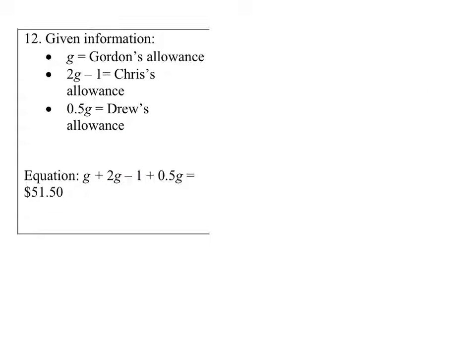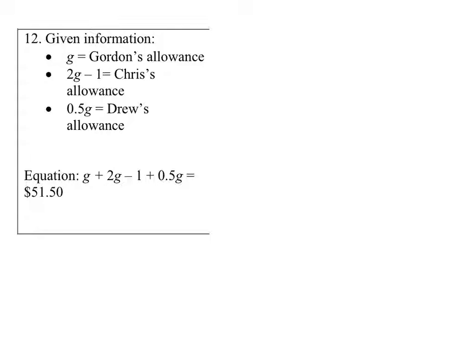So again, we got these 3 points and then the equation. That's going to be 4 sentences just to start off with. G is Gordon's allowance. Chris's allowance we can see is twice Gordon's, but then minus 1. And then Drew's allowance is 0.5 G. That'd be half of Gordon's. So we'll just write those in as sentences. Let's start with old Gordy's.